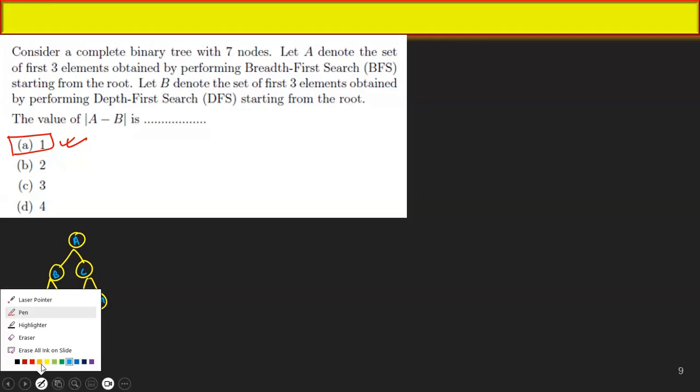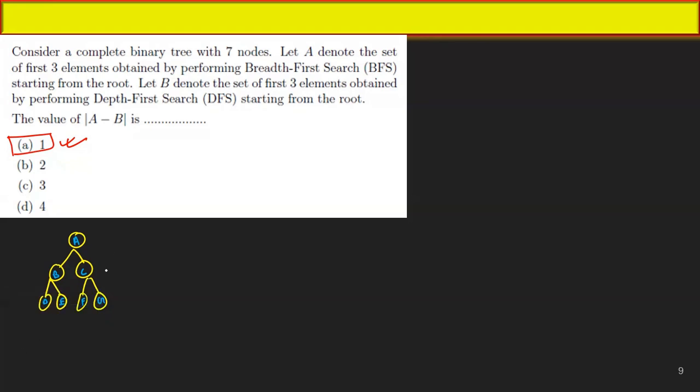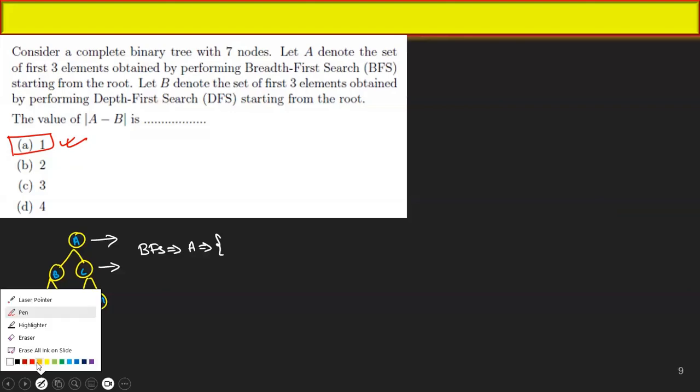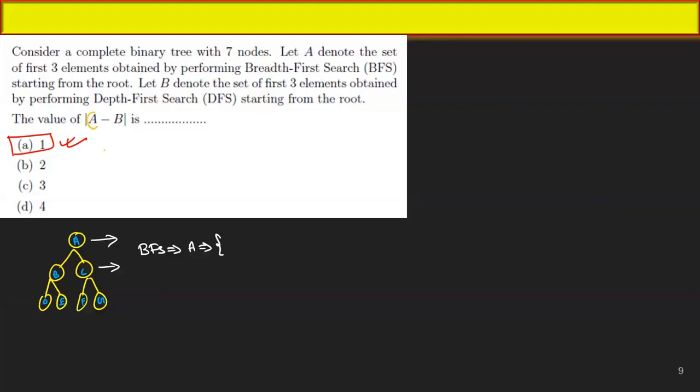If you are performing breadth first search, let A denote the set of first 3 elements obtained by breadth first search. Breadth first search means level order traversal. So for breadth first search, I call it A. I am talking about this A. According to this A, what are all the elements you will be traversing? A, B, C.